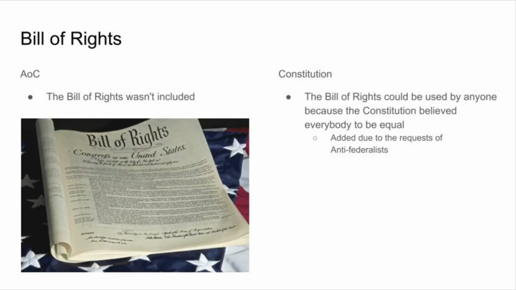Another difference between the Articles of Confederation and the Constitution was that in the Articles of Confederation, the Bill of Rights wasn't included. In the Constitution, the Bill of Rights could be used by anyone because the Constitution believed everybody to be equal. It was added due to the requests of the Anti-Federalists.